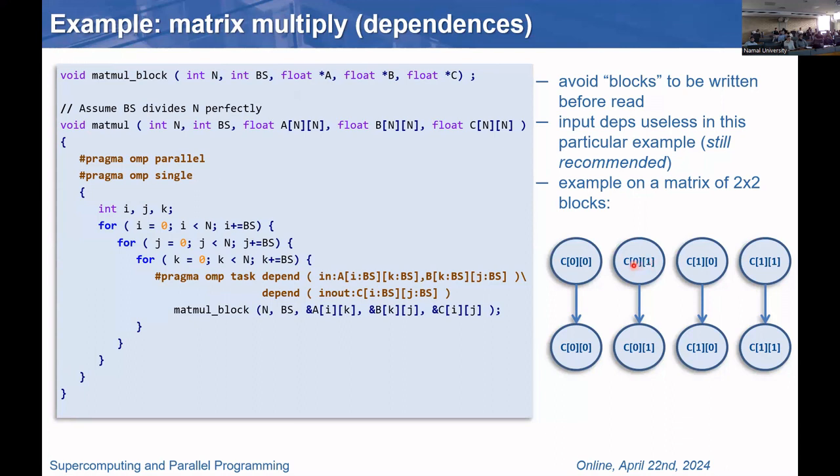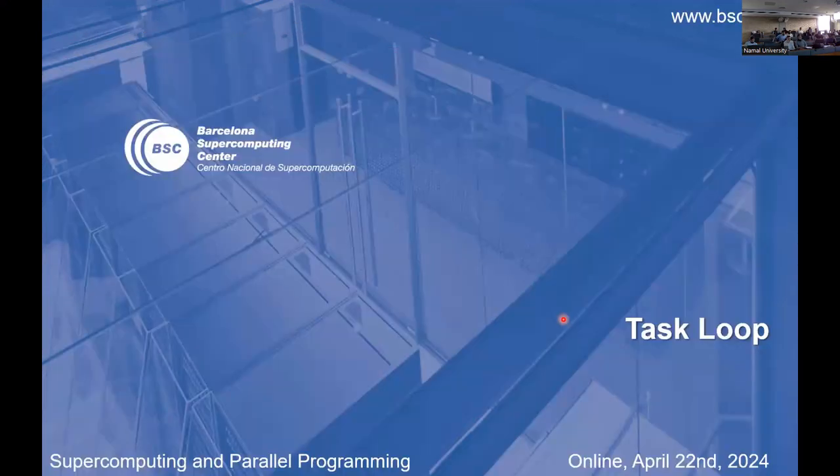Okay, but it's the same. It's C0 BS and C0 BS. Okay, so it will depend also on each other. So this way you can actually create one task per block multiplication, and let the runtime system organize the scheduling of those tasks. So usually you get good performance doing that.